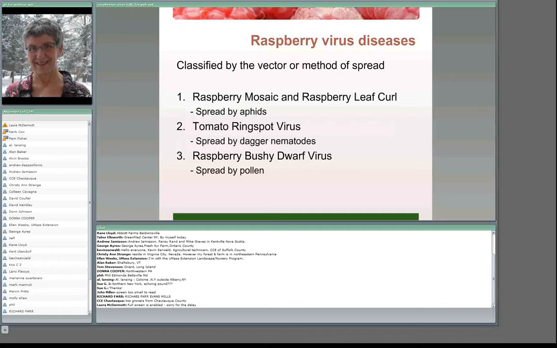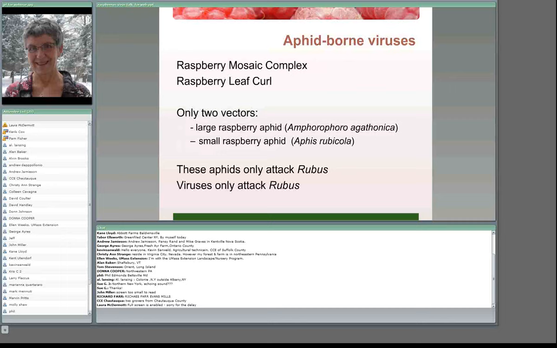So to start with the aphid-borne viruses, there are two aphid-borne viruses which seem to occur in northeastern America. These virus diseases are really important in the Pacific Northwest, where they grow a lot of raspberries and where aphid populations tend to be higher. But the raspberry mosaic virus is also found in the Northeast, but personally I've never seen the leaf curl virus.